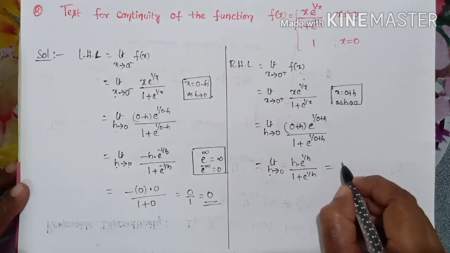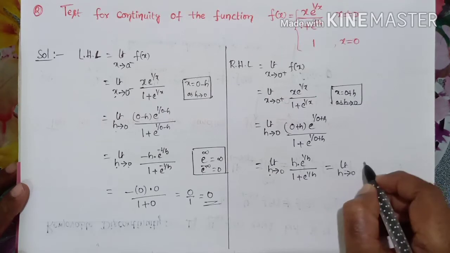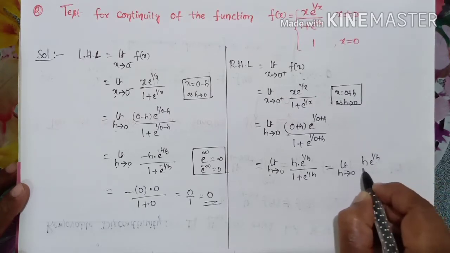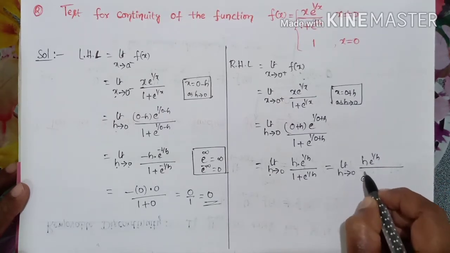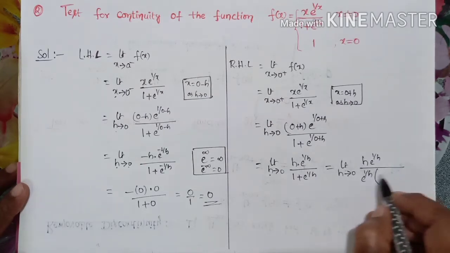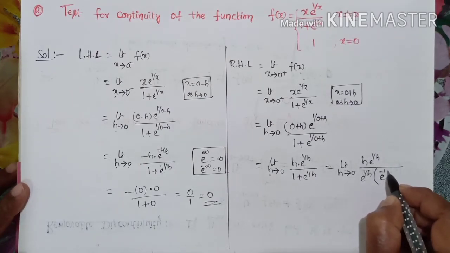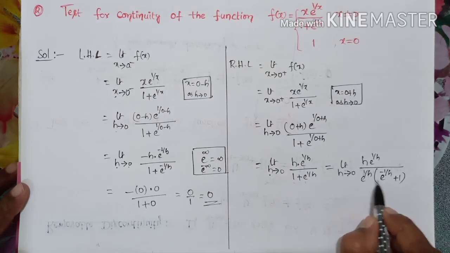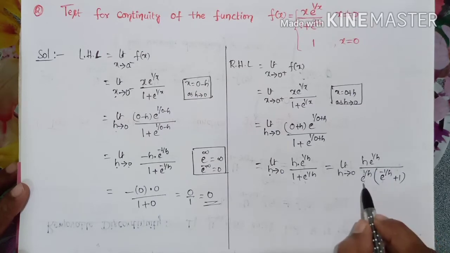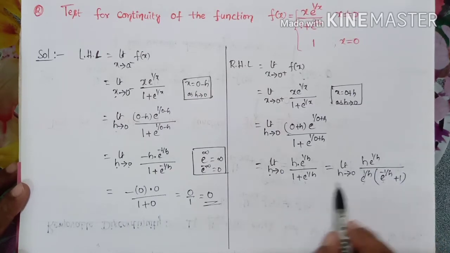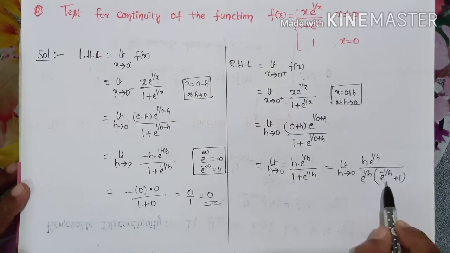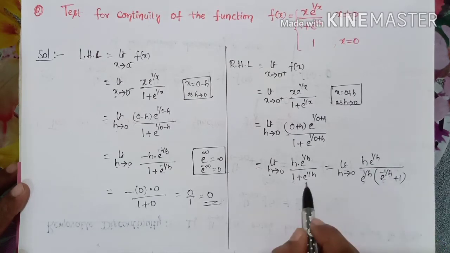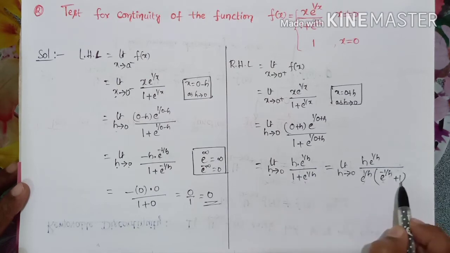What we should do: limit h tends to 0, h into e power 1 by h, we take e power 1 by h as common. Now this is e power minus 1 by h plus 1. On taking e power 1 by h on both these terms, e power 1 by h into e power minus 1 by h. On multiplying these two, e power 0 we will get, that means 1. So we are writing 1 as e power 1 by h into e power minus 1 by h. On taking common e power 1 by h, we are getting here 1.